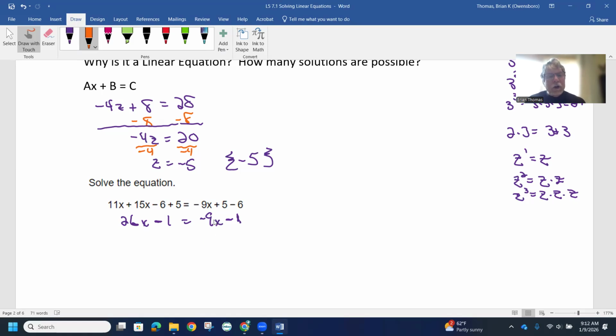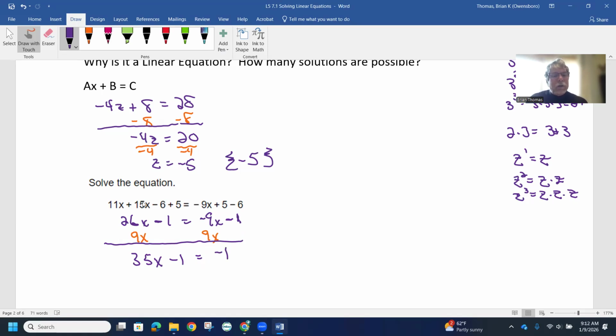I always pick on the smaller one. So to get rid of a negative 9x, I need its opposite. So I need to add a 9x, so that would zero out. But to balance the equation, I have to add a 9x over here. And this is where I draw a line to say, hey, let's put this all together. So I'm going to bring it down the page. So 26x and a 9x, that looks like that's going to be a 35x. And then we still have a minus 1. And over here we have just a negative 1.